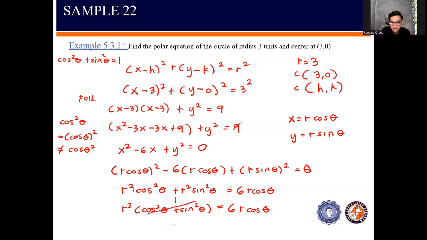So therefore, this is equivalent to r squared is equivalent to 6r cosine theta. And we have r, so cancel out. R is equivalent to 6 cosine theta, which is our final answer. Ayan. So therefore, this is the polar equation of this graph, or this equation in rectangular form, kumbaga, of our circle. Okay, so that's it.